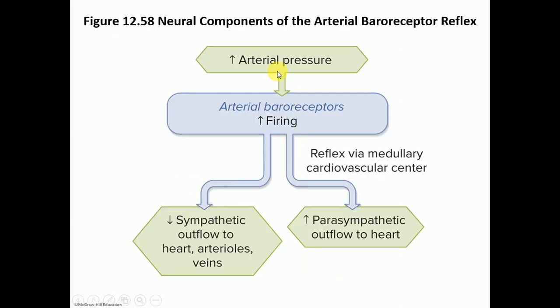If arterial pressure goes up, for example in cases of hypertension, that is going to stimulate those baroreceptors. There will be lots and lots of impulses from those baroreceptors to the cardiovascular center that is found in the medulla oblongata, and that means that we have high blood pressure. So we want to lower it back to normal. You're going to inhibit the heart by increasing the parasympathetic flow to the heart, and you want to decrease the sympathetic flow to the heart and to the blood vessels.